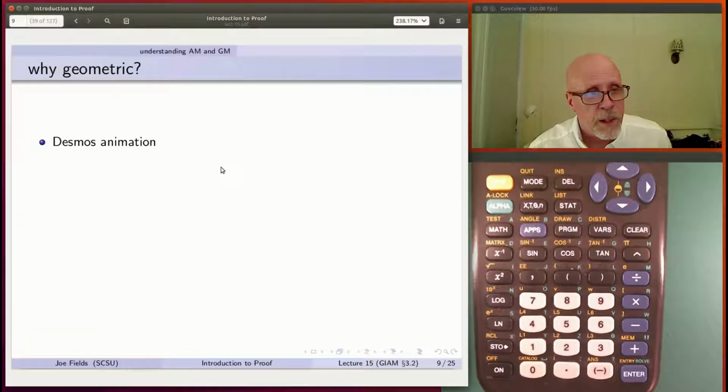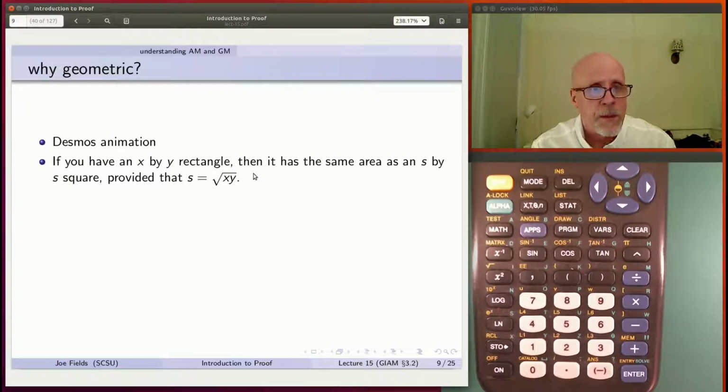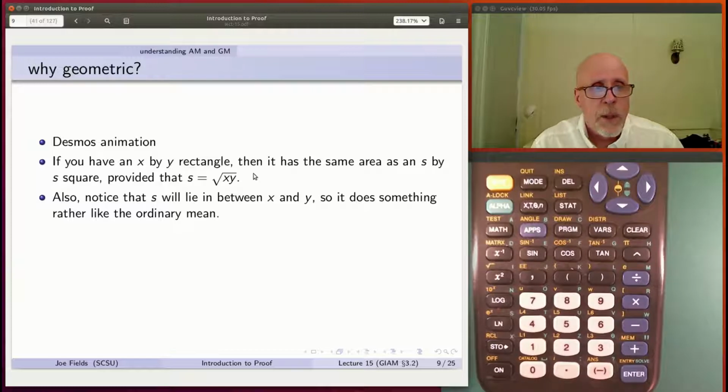I hope that clears up why you might call it geometric. Let's see if I've said the right things in the slides here. If you have an x by y rectangle, then it has the same area as an s by s square, right? Provided that s is the square root of xy. So, yeah, I sort of talked about this while we were looking at the animation.